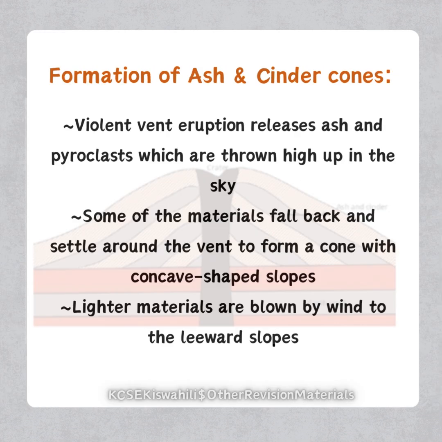During a violent vent eruption, ash and pyroclast are released and thrown high up in the sky. Some of the materials fall back and settle around the vent to form a cone with concave-shaped slopes. Lighter materials are blown by wind to the leeward slopes.